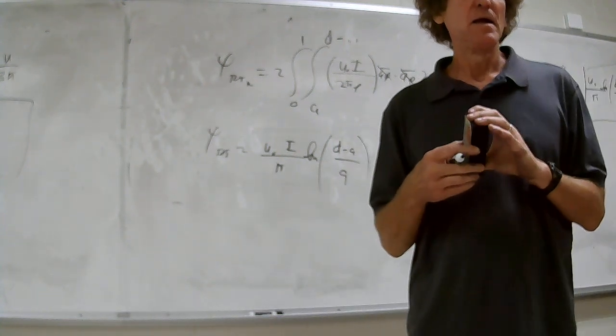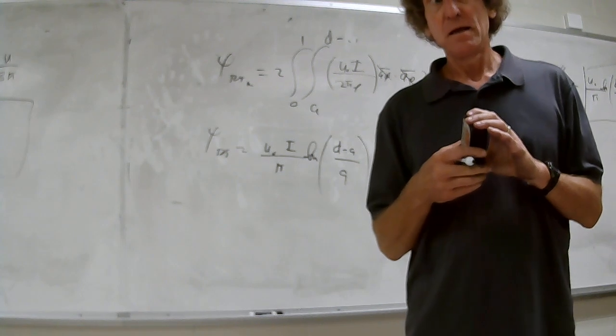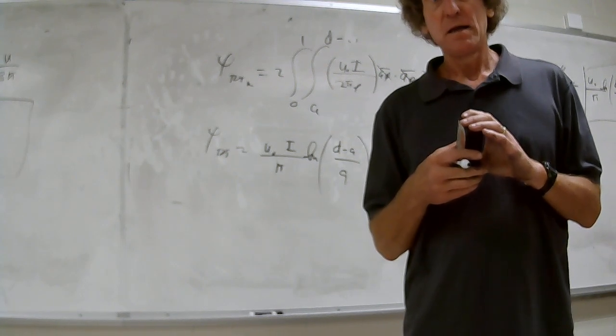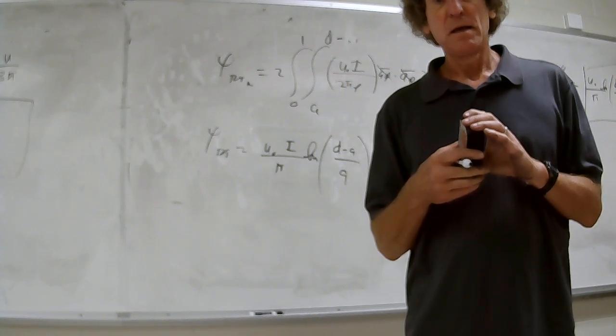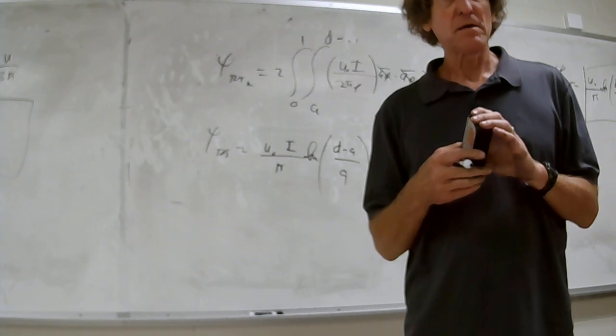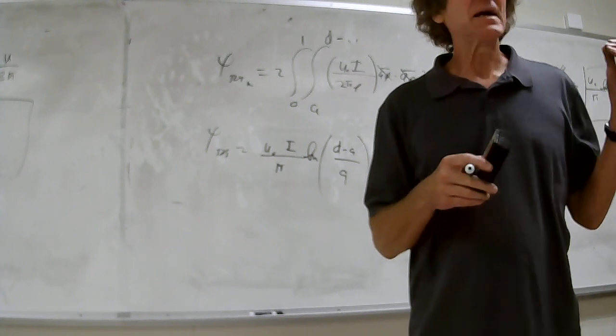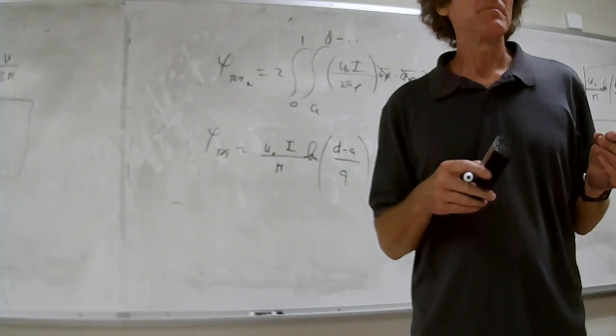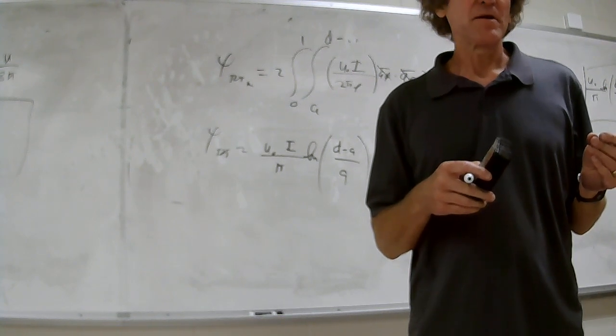What would it be if instead of doing the integral from A to D minus A, you did 0 to D? Infinite. Think about it. If you divide anything by 0, you get infinity, right? That's why you can't go there.